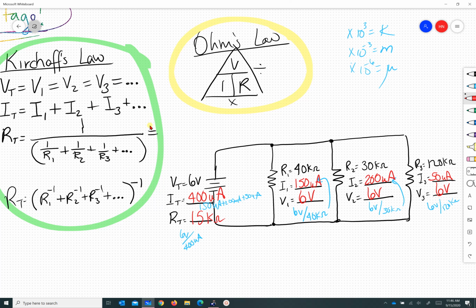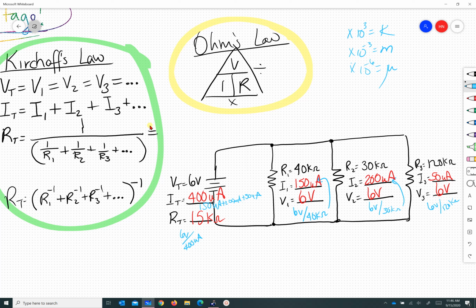Let's see. First of all, does it make sense? When we check them, our resistances are 40 kilo, 30 kilo, and 120 kilo. So remember what I said about parallel circuits, that the overall resistance is always less than the smallest one. So the smallest one in this case is 30, and total is 15. So it's kind of making sense, but let's double check it.